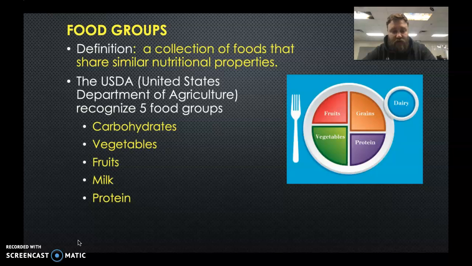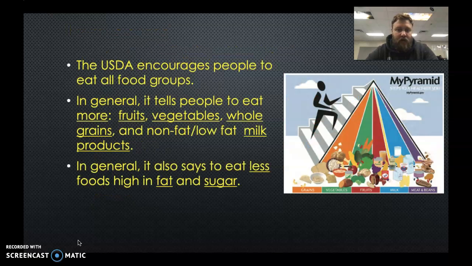Milk, dairy, that has a lot of different proteins within them, a lot of different nutrients, and then protein. That's how most of your body functions, is using different types of proteins. So yeah, the USDA encourages people to eat all food groups. You need certain amounts of each one, depending on your needs.